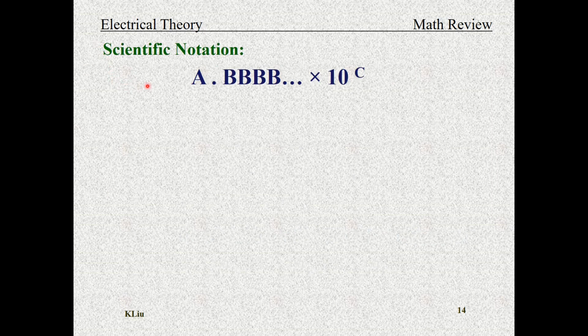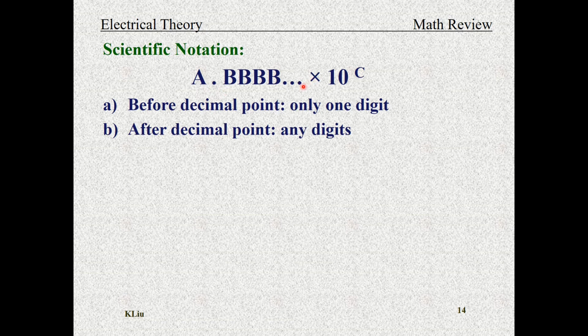Here is a simple description of the scientific notation. The key feature is only one digit before the decimal point. After the decimal point, you can have any number of digits. However, we need to understand the total number of digits represents the accuracy and tolerance of the value.